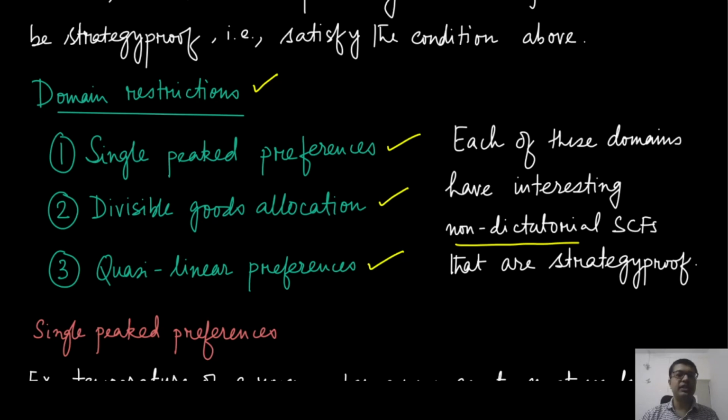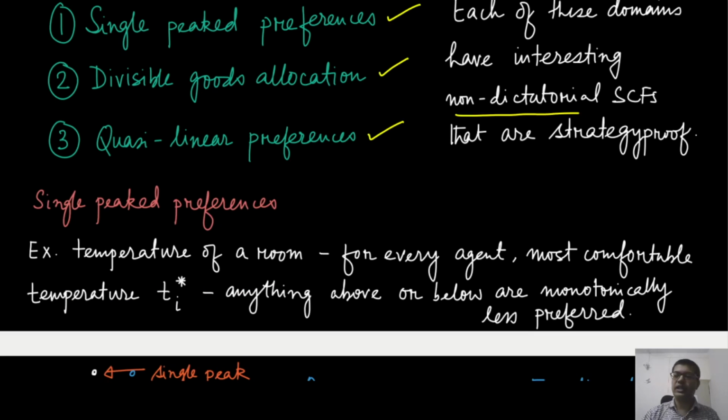Let's begin with the single peak preferences. As the name suggests, there exists a single peak in your preference. So let us start with an example to understand this point.